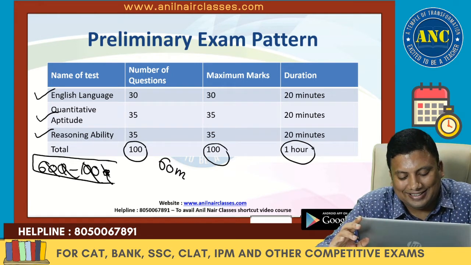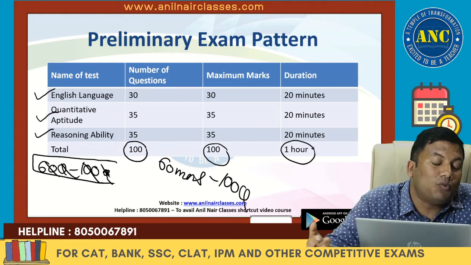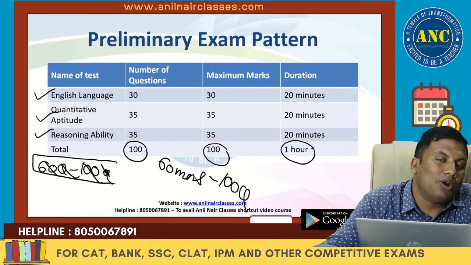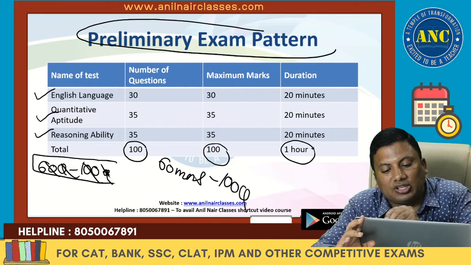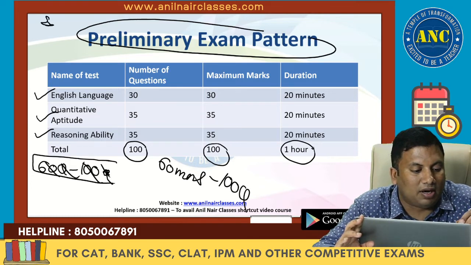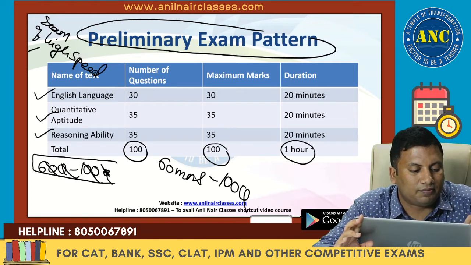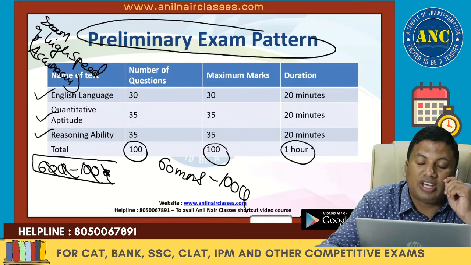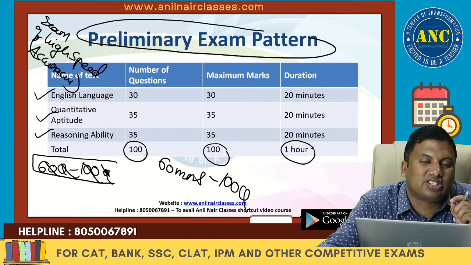60 minutes. 100 questions you need to attempt. That means even in 1 minute, if you attempt 1 question, probably you will only be able to attempt 60 questions. That means the preliminary examination pattern is an exam of definitely high speed. Of course, accuracy is a must, without compromising on accuracy. This is where you need to know all the concepts, shortcuts, and the tricks.